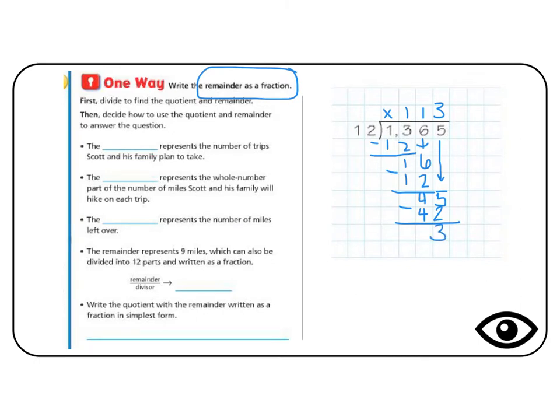Now let's look at these questions to see where in all this math our remainder is going to be used. It says the blank represents the number of trips that they plan to take. Okay, so it told us that they're going to take 12 trips. In this example, 12 is our divisor. The next one says the blank represents the whole number of the miles they will travel. So that would be the dividend.